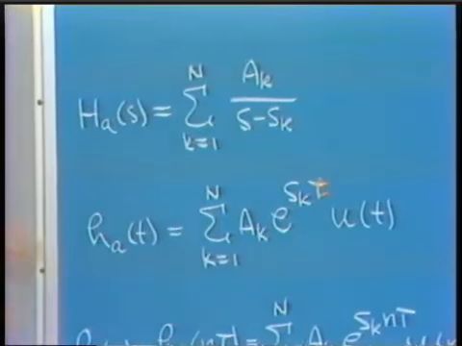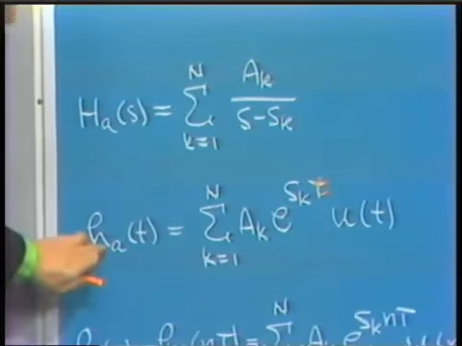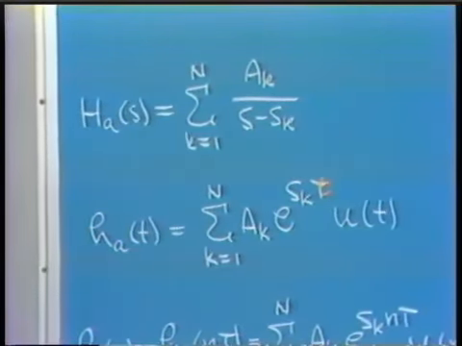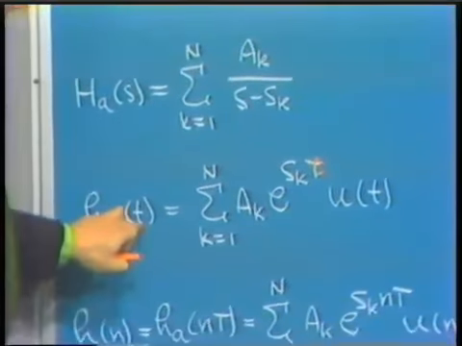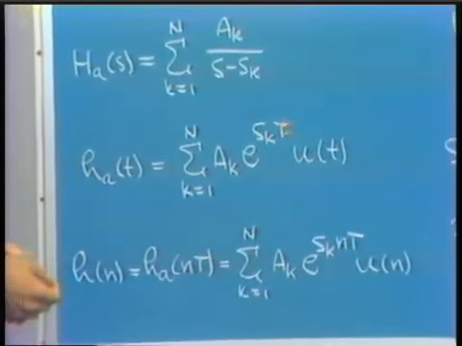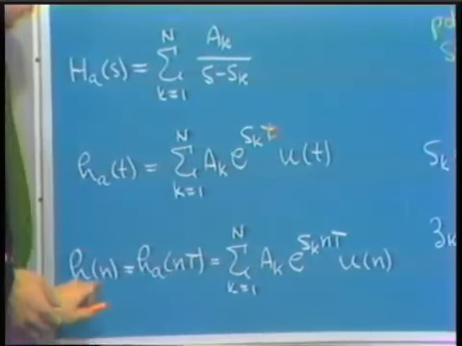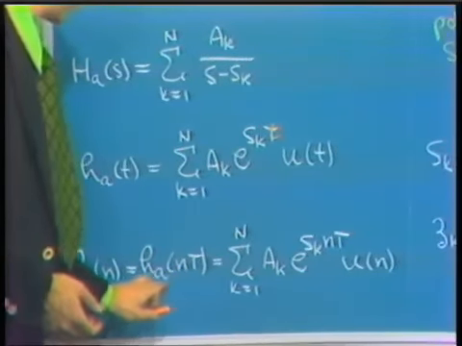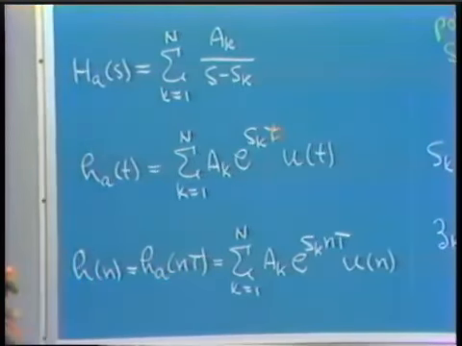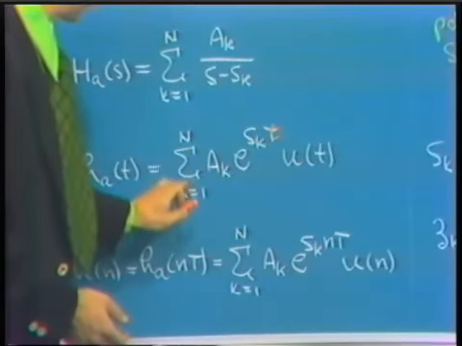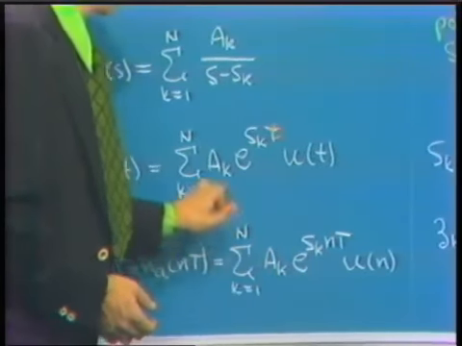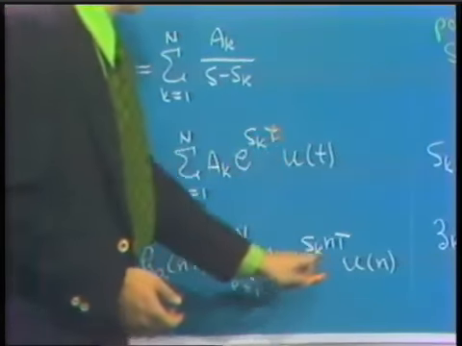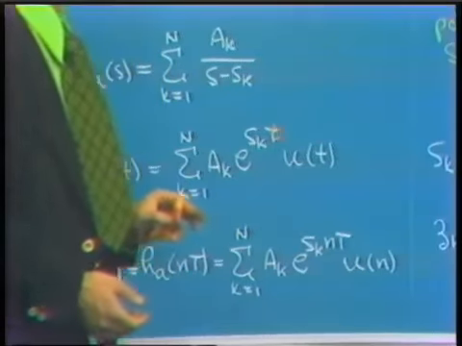And now the impulse invariant method says replace this by a unit sample response for the digital filter, which is obtained by replacing little t by n times capital T. That is just sampling, obtaining the unit sample response of the digital filter by sampling the impulse response of the analog filter, in which case we get the sum of a sub k, e to the s sub k, and now time, t, is replaced by n times capital T.